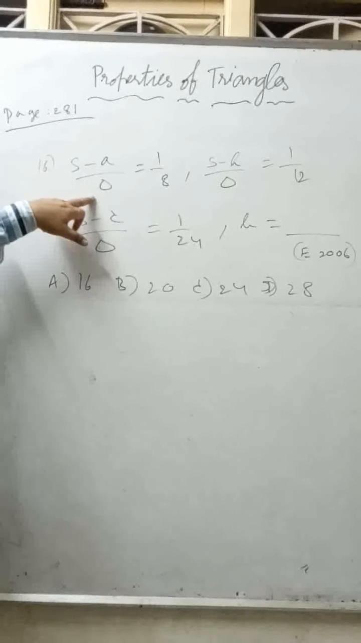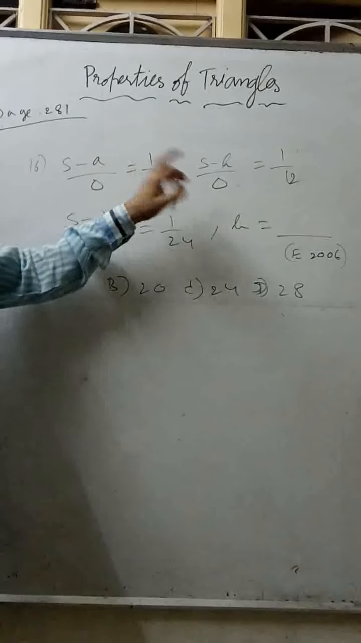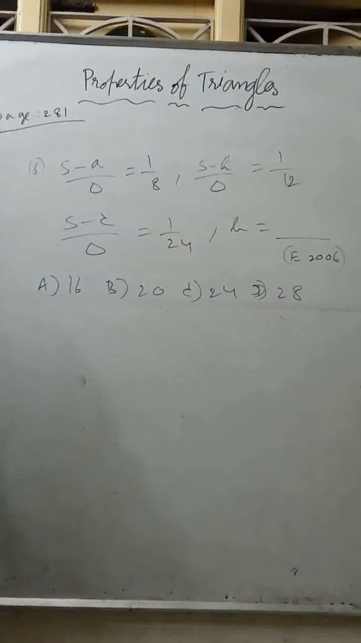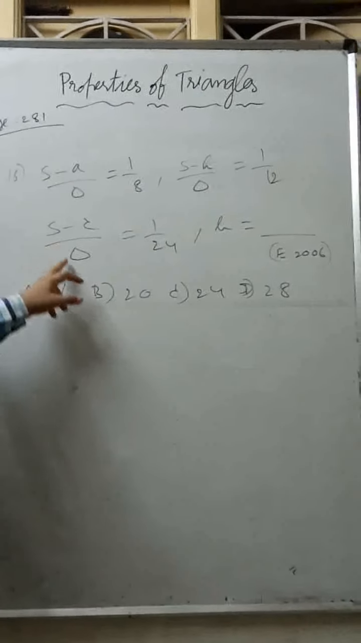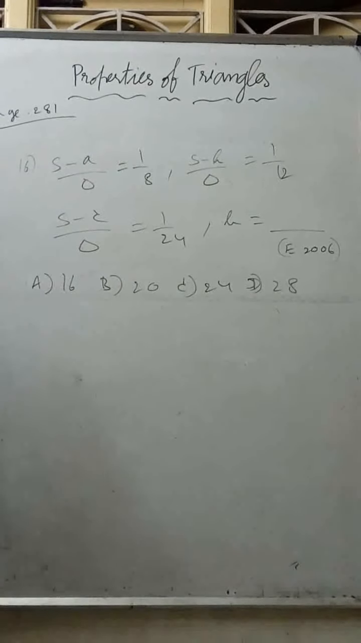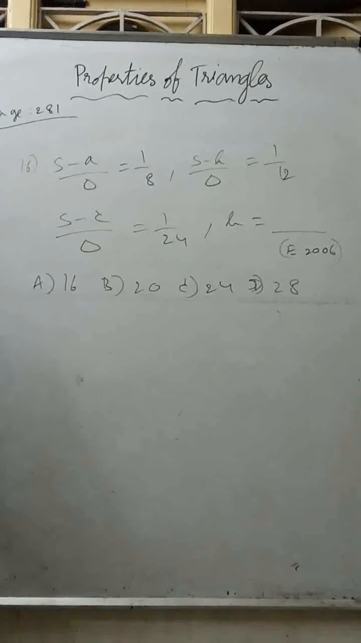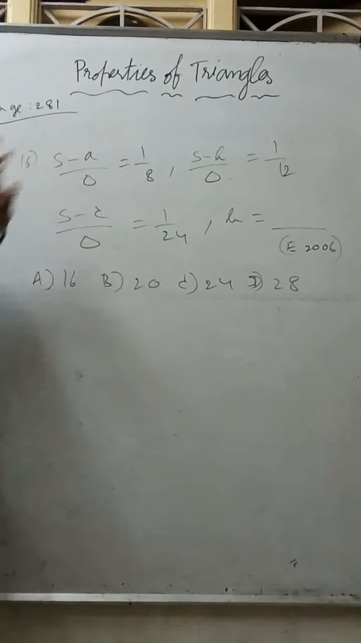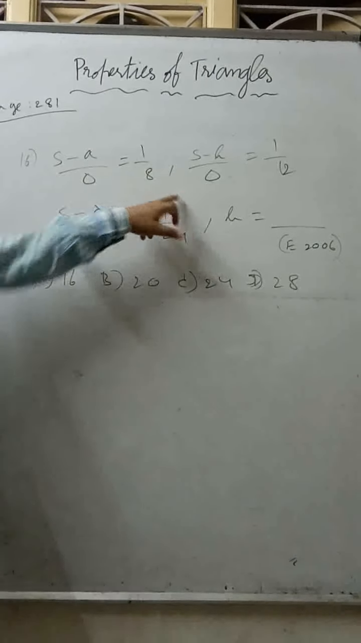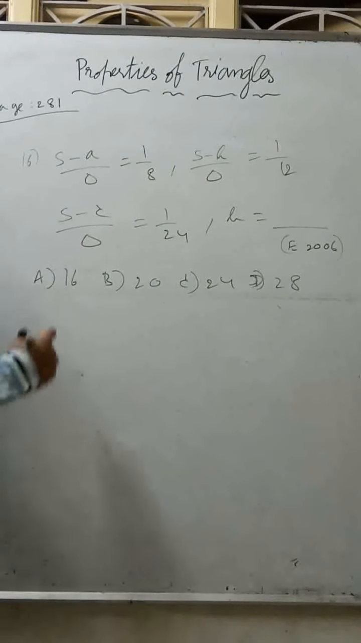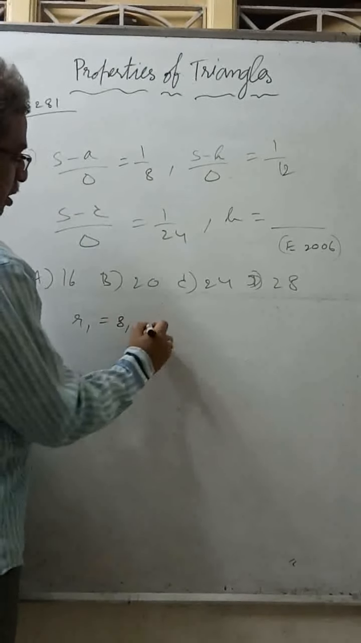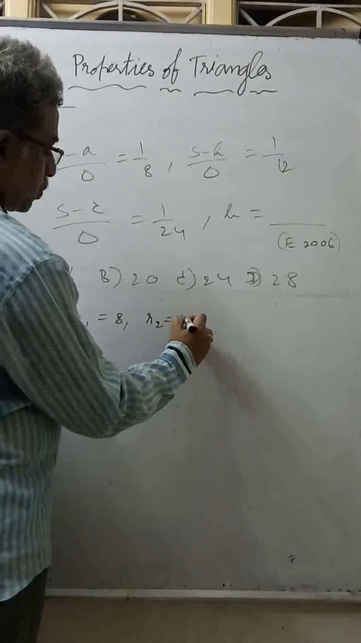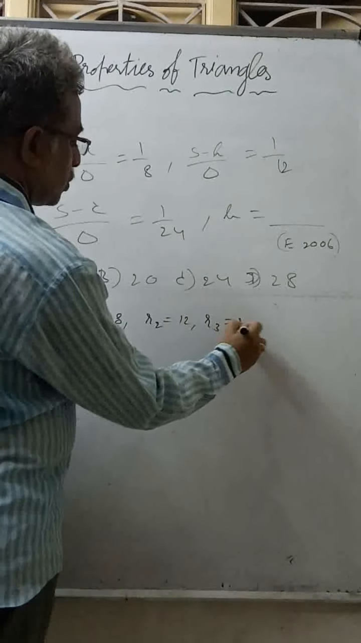S minus a by delta equal to 1 by 8, s minus b by delta equal to 1 by 12, s minus c by delta equal to 1 by 24. By seeing this, we know that r equal to delta by s, and r1 is delta by s minus a. So r1, r2, r3 is given: r1 is equal to 8, r2 is equal to 12, r3 equal to 24.